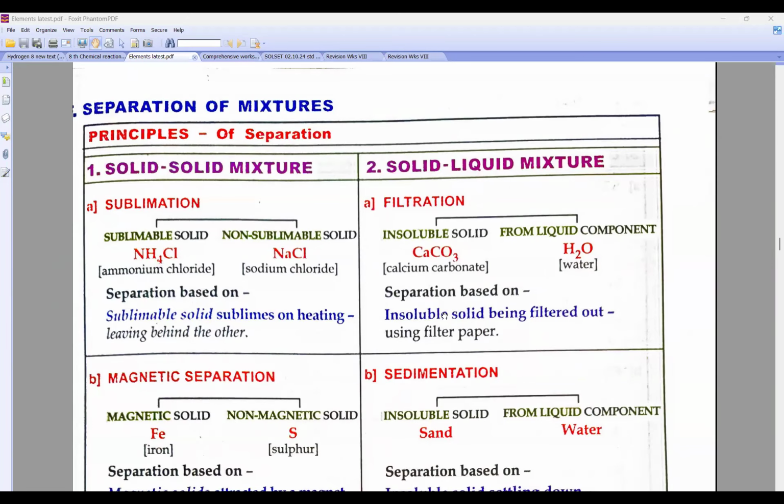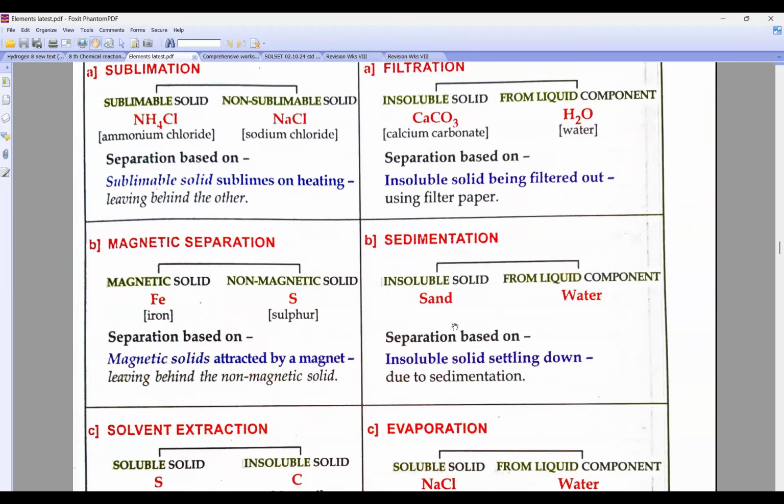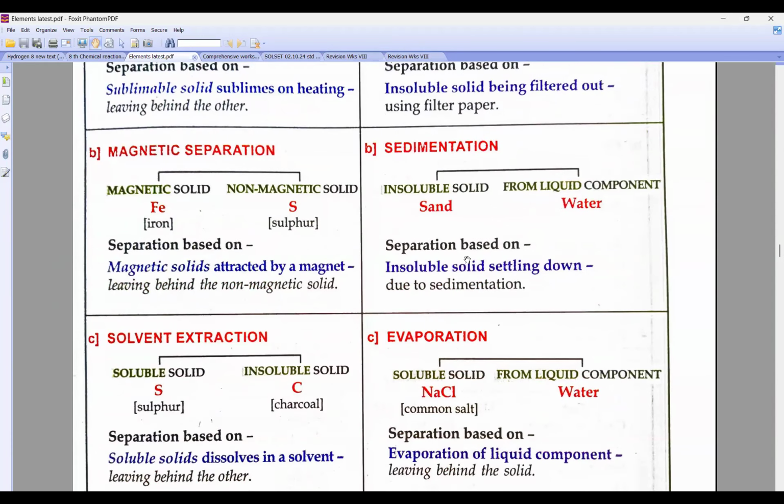Calcium carbonate. Then sedimentation, when the solid I'm using is very, very dense. Sand and water is there. You add sand to the water and keep it undisturbed for maybe 30 minutes. So all sand particles will settle down. That is known as sedimentation. In sedimentation, insoluble solid will settle down.